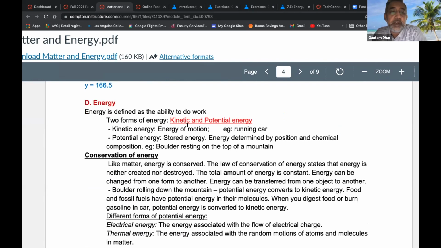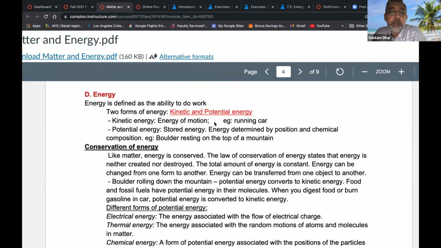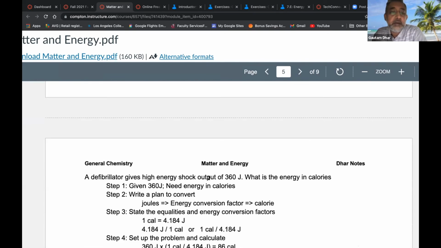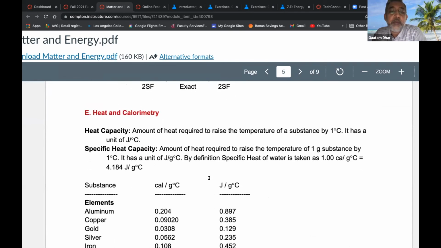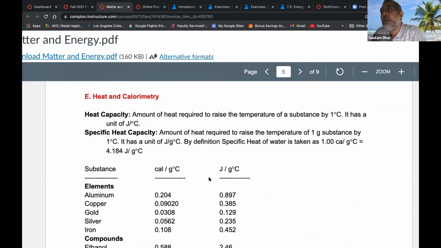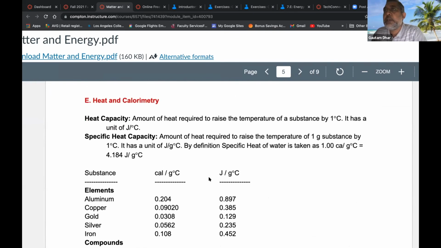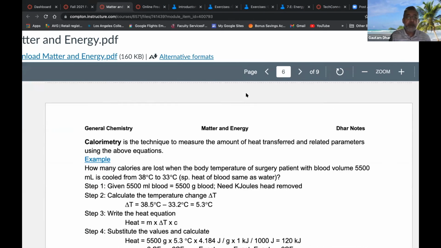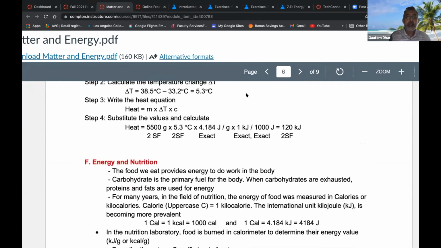And this is what I want to point out: energy, okay, kinetic, potential, the conservation of energy, units of energy, and the conversions, and then heat and calorimetry. Calorimetry is what you actually saw in the video, that when you are taking water, adding hot metal into it, you are doing calorimetry. So calorimetry is basically a measurement of heat, a technique of measurement of heat. All right. So again, this is calorimetry, and then energy and nutrition.